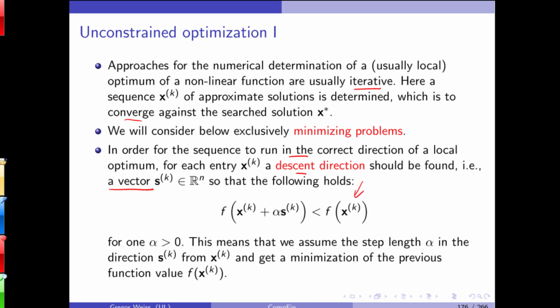S, that's the direction. And the question now is, should we take one step? Should we take 2 steps in this direction? And this is what alpha is. So alpha is the step length, and S is the step direction. So we're assuming the step length alpha in the direction S from xk, and we hopefully get a minimization of the previous function value f of xk.